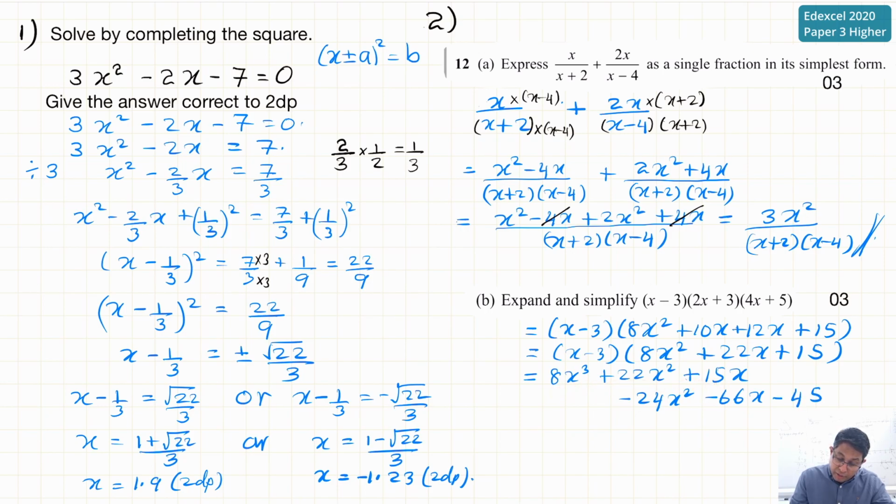You can simplify this expression by collecting like terms. We have 8x cubed. You can simplify 22x squared and minus 24x squared. That's minus 2x squared. Plus 15x and minus 66x, that's minus 51x. We have a constant here, minus 45. This is the expansion of these triple brackets.